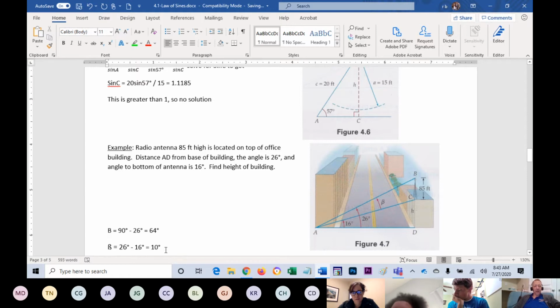But yes, you're correct. So we do know, since this is a right angle here, that it's 90 minus 26, so this angle here is 64. And then this angle beta, as you mentioned, is 10 degrees. So we've got all three angles here. And we need to find the height H of the building, so we're looking for ACD, basically.